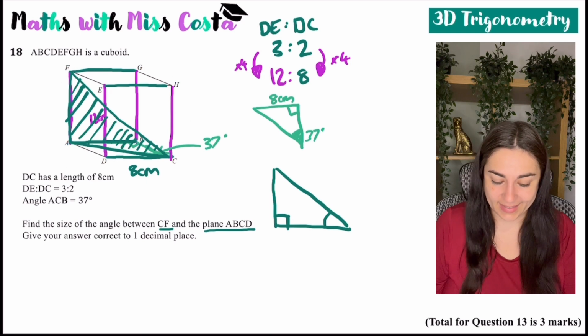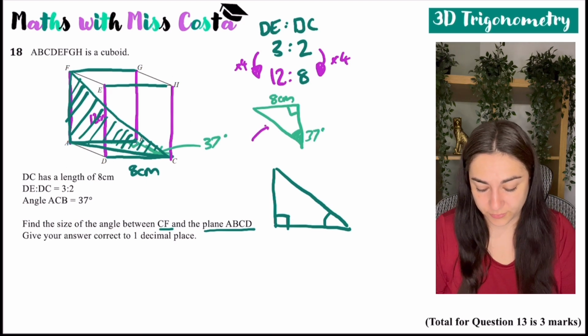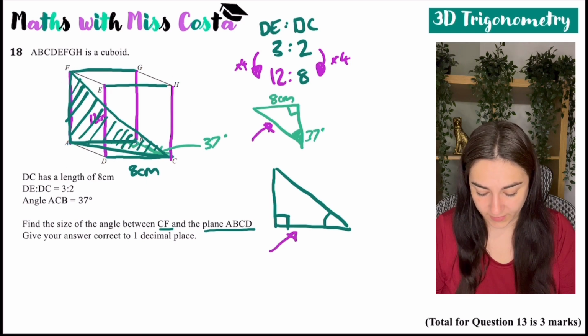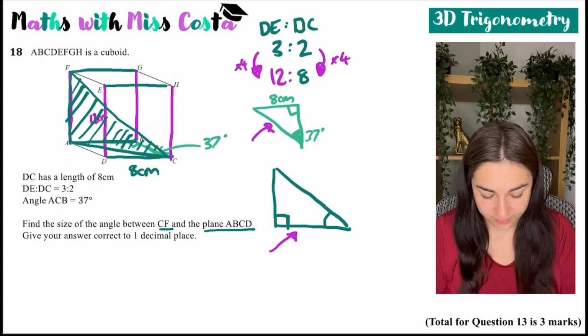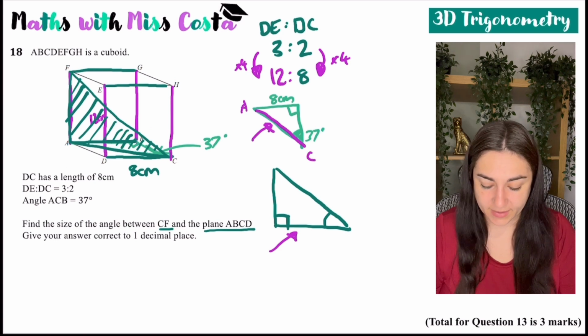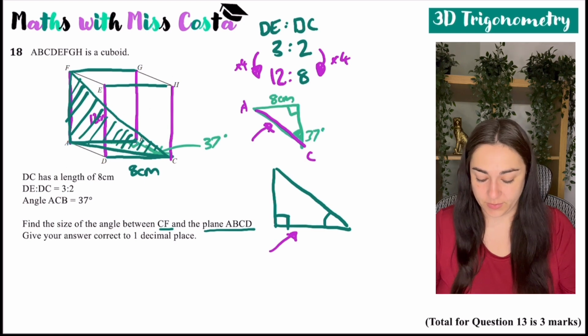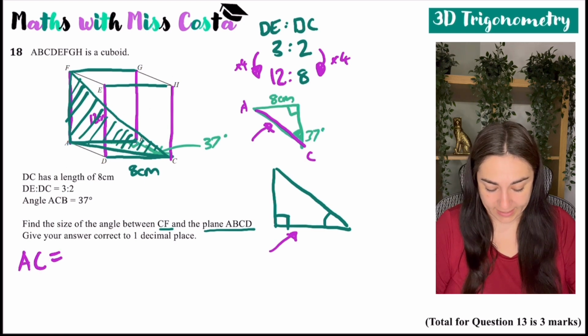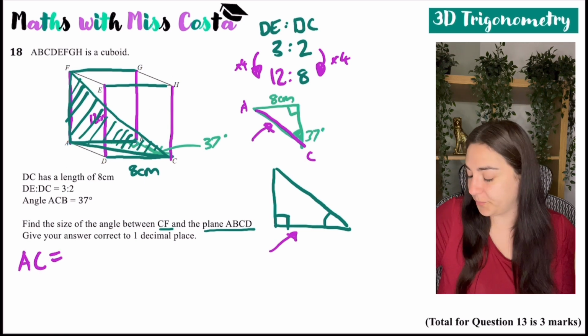So is there anything that is common to the triangle that I've just drawn and this triangle here? Well, they both have AC as one of their lines. So what I know I could do is figure out what AC must be using my first triangle.